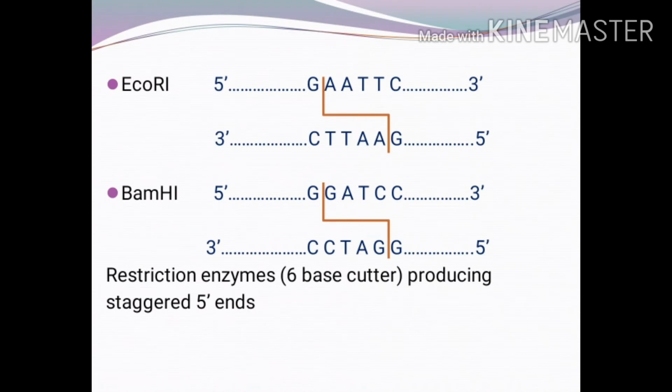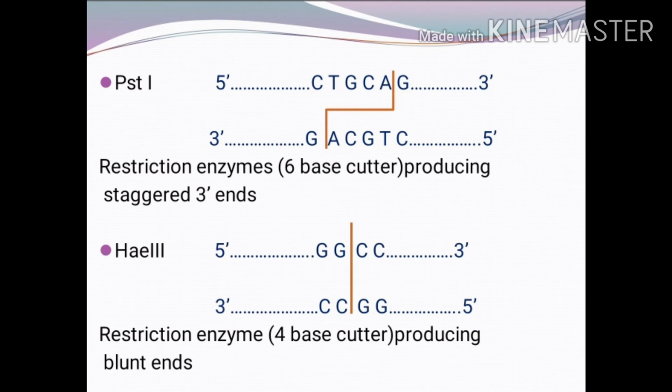So for naming EcoRI, E represents the genus name, Co represents the species name, R represents the strain, and 1 the number or the order in which it was discovered. EcoRI is a restriction enzyme that recognizes the sequence GAATTC and BamHI recognizes the sequence GGATCC. Both these sequences are palindromic in nature. These enzymes are 6 base cutters because they recognize 6 bases and they produce 5' ends.